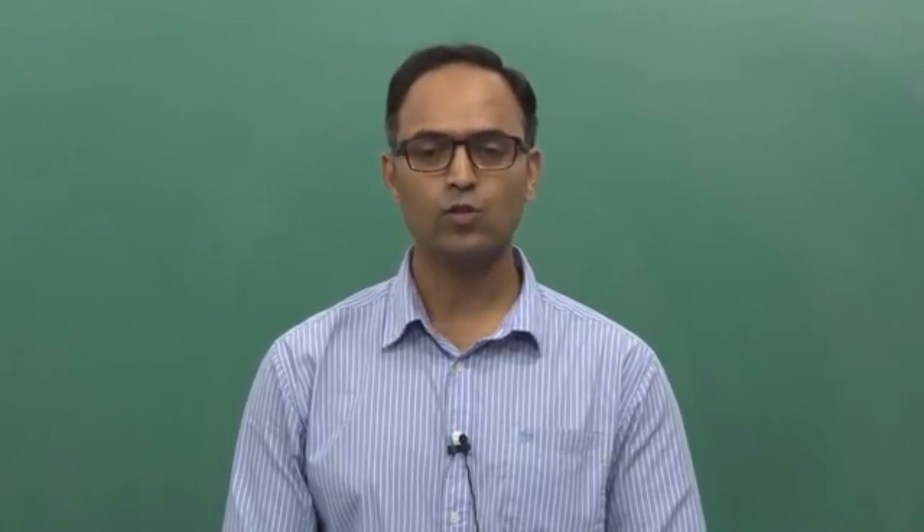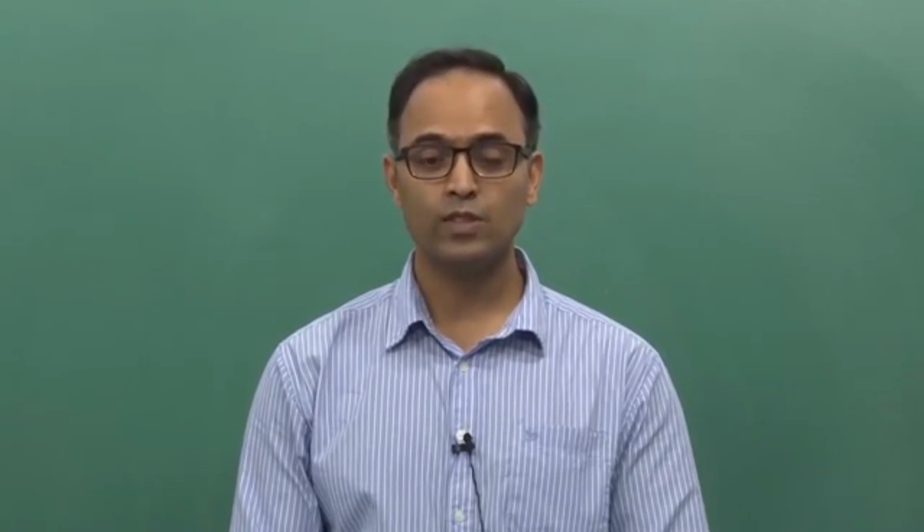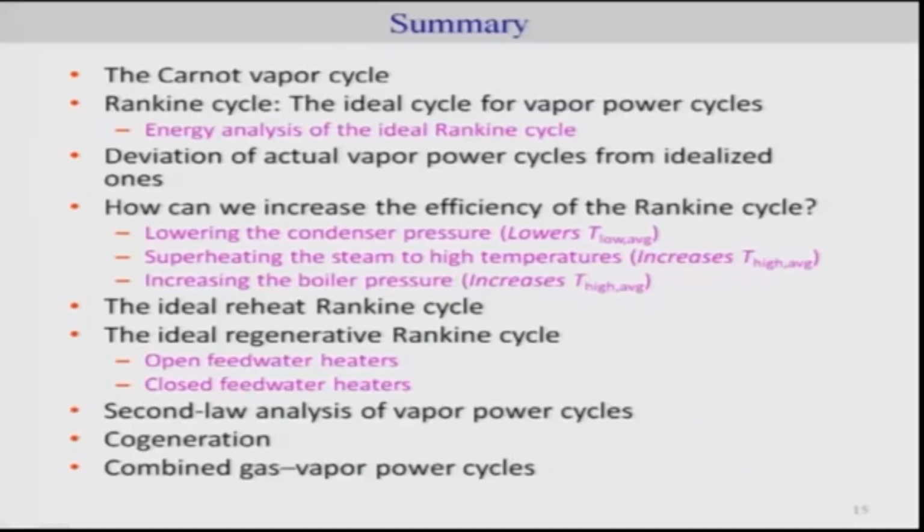We have gone through a series of different possible cycles for vapor power cycles, where we started with Rankine, and we talked about the deviation from the ideal cycle. We also looked into different ways to improve its efficiency by lowering the condenser pressure, superheating the steam, and increasing the boiling pressure. So we talked about reheat as well as the regenerative Rankine cycle.